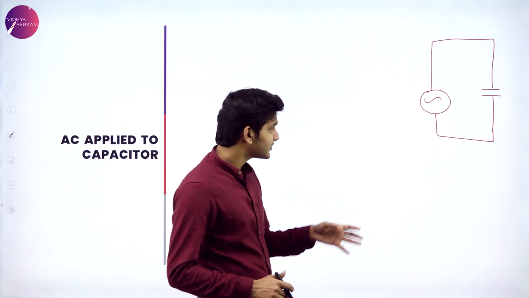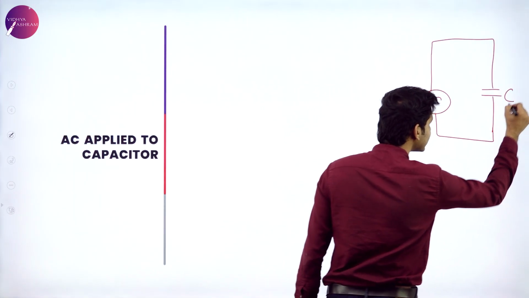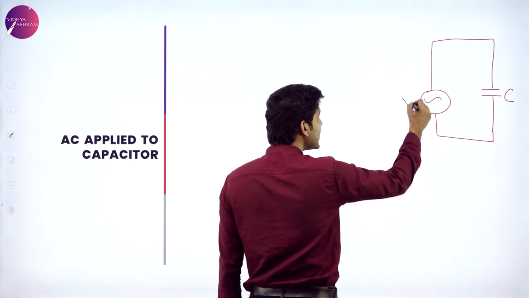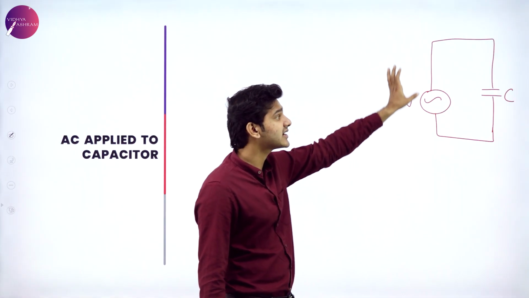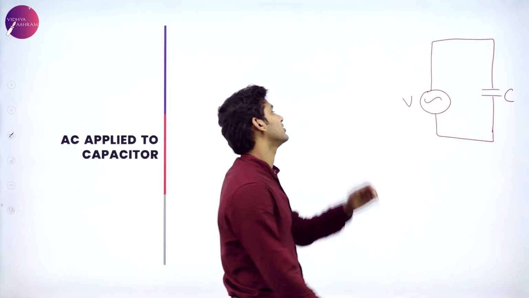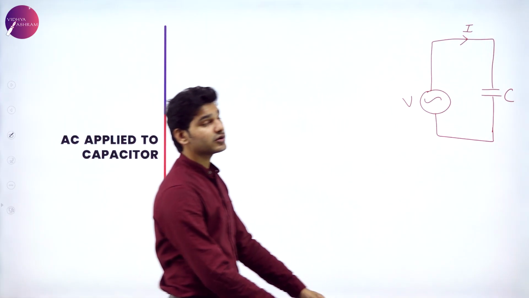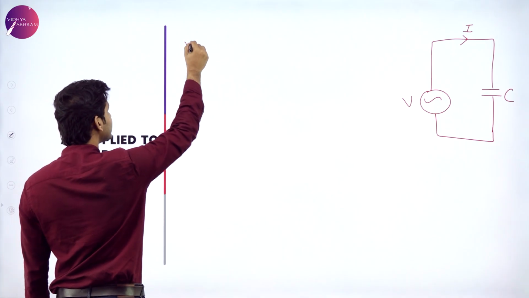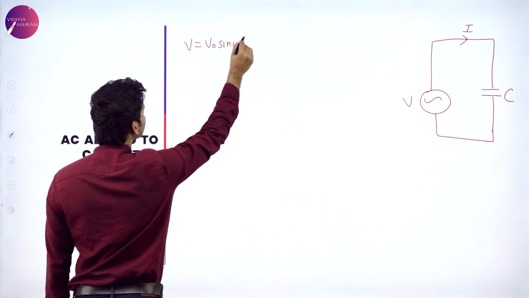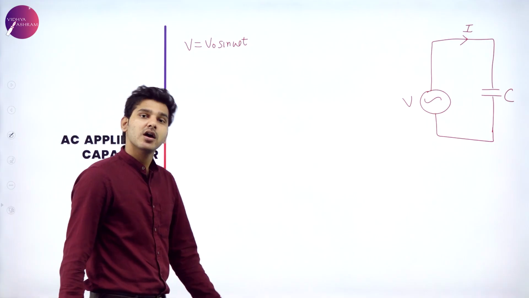So again, same principle. There is a capacitor here instead of a resistor. The capacitance of that capacitor is C, and there is an AC power source having voltage V, and we are going to find out the current I flowing through this purely capacitive circuit. The only thing we do know is that V is equal to V naught sine omega t. That is the wave equation indicating voltage in an AC circuit.